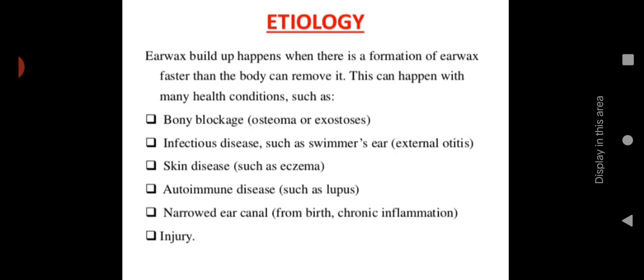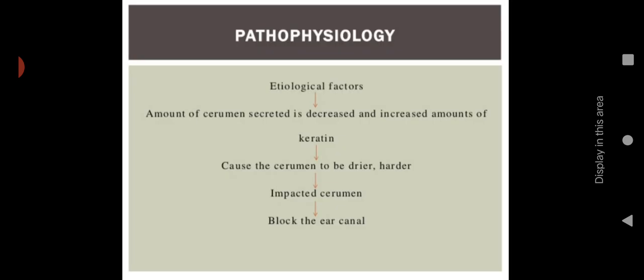Earwax buildup happens when earwax forms faster than the body can remove it. So in the introduction we saw that earwax is a natural physiologic oil produced in the outer third of the ear canal. If it is produced in excess, or if the ear is not able to drain it properly, we call that condition impacted earwax. Then the pathophysiology: due to the etiological factors we have already discussed, including infection, inflammation, congenital problems, obstruction and bone growth.